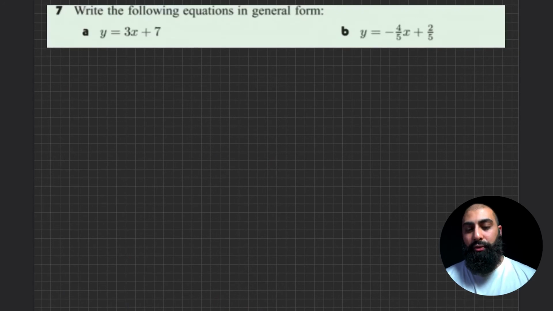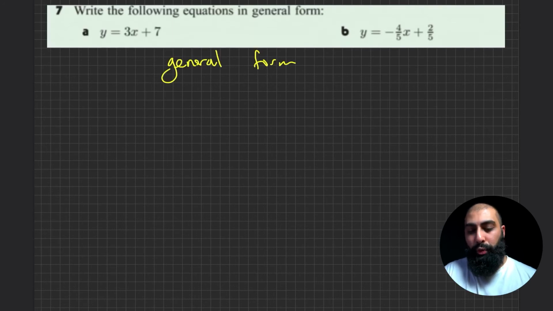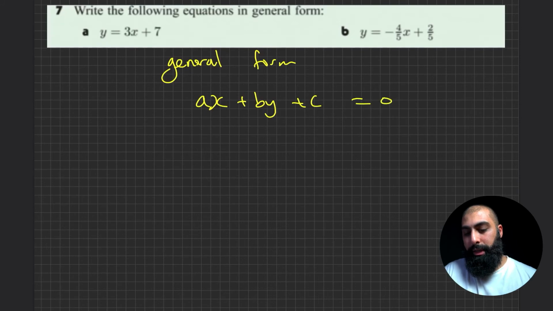Okay, question 7 says, write the following equations in general form. A is y is equal to 3x plus 7 and B is y is equal to -4/5x plus 2/5. So the general form would be ax plus by plus c is equal to 0. I want you to write these equations in that general form, okay? So pause the video and try for yourself.